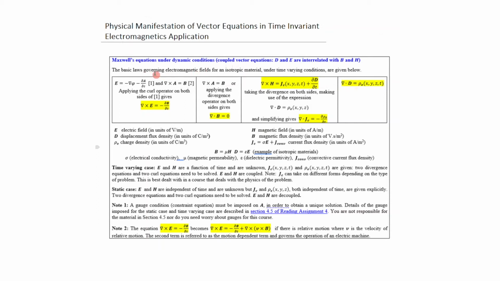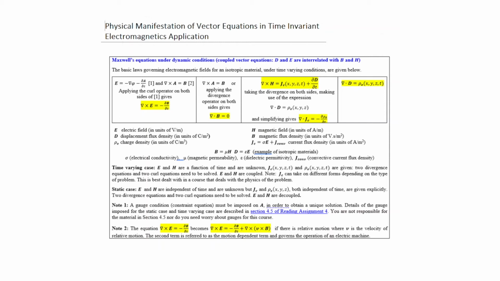And these are the laws governing electromagnetic fields for an isotropic material under time-varying conditions. Now, what does isotropic mean? Isotropic just means no matter in which direction you look at a material, the properties are the same. Okay, so it's not direction dependent. And so that makes the problem quite simple. It becomes a linear system.